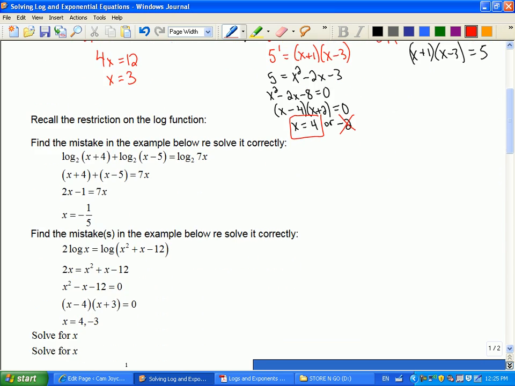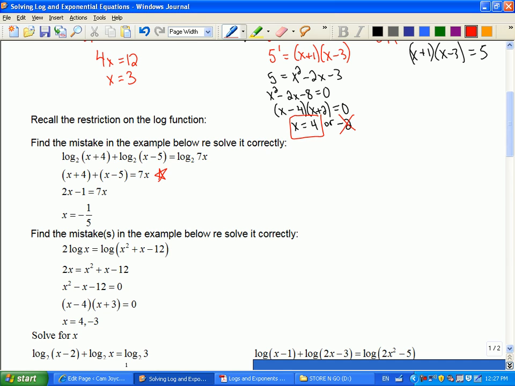Okay, so have a look at this next example. See if you can spot the problem. If you do spot the problem, resolve it correctly. So what do you think? What was the mistake that was made? Yeah, there is a problem on the second step. What happened that went wrong? Yeah, so the logs were dropped early.